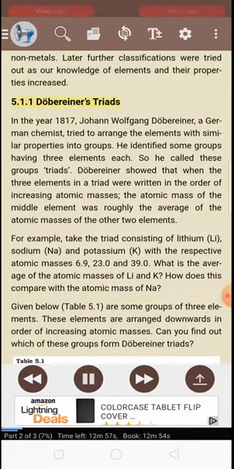5.1.1. Dobereiner triads. In the year 1817, Johann Wolfgang Dobereiner, a German chemist, tried to arrange the elements with similar properties into groups. He identified some groups having 3 elements each, so he called these groups triads. Dobereiner showed that when the 3 elements in a triad were written in the order of increasing atomic masses, the atomic mass of the middle element was roughly the average of the atomic masses of the other 2 elements.